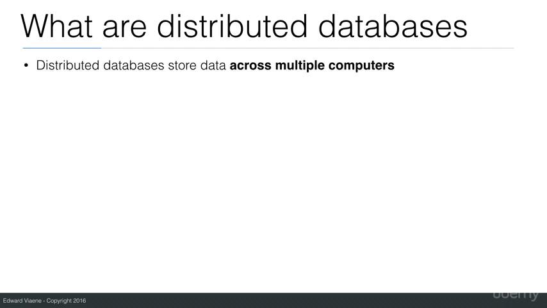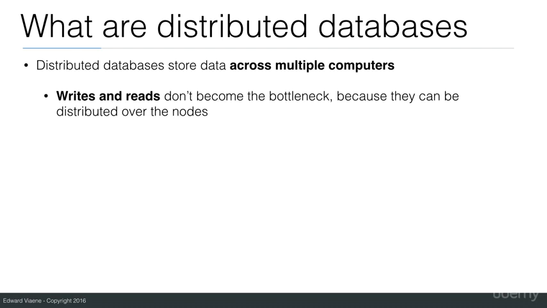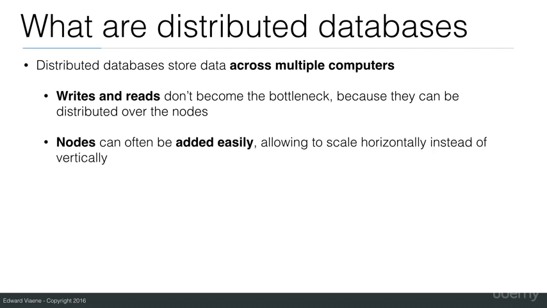On the other side, distributed databases store data across multiple computers. Writes and reads don't become the bottleneck because they can be distributed over all the nodes. So here we can write and read from every node, not just one.